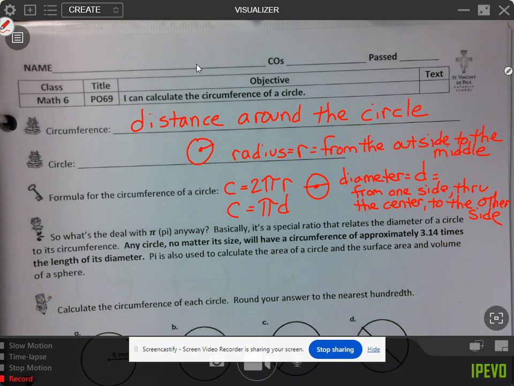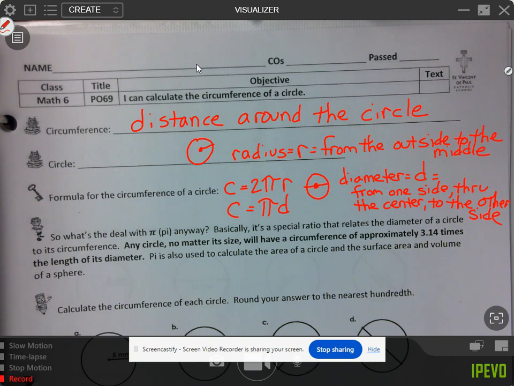Okay, so I digress. We need to know the difference between the radius and the diameter, depending on which one you're given as to which formula you will use to find that circumference. So you have to look, am I given a radius, am I given the diameter? And then you do your multiplication.